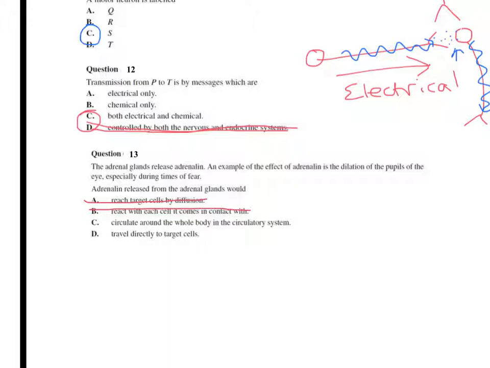C, circulate around the whole body in the circulatory system. We know that hormones do that, so it could be that. D, travel directly to target cells. Well, again, we know that hormones don't do that. They go around the entire body, which means that it has to be C. So our key thing here is that we know that hormones travel in the blood. They go in the circulatory system. So it has to go around, it doesn't just reach the cell automatically.